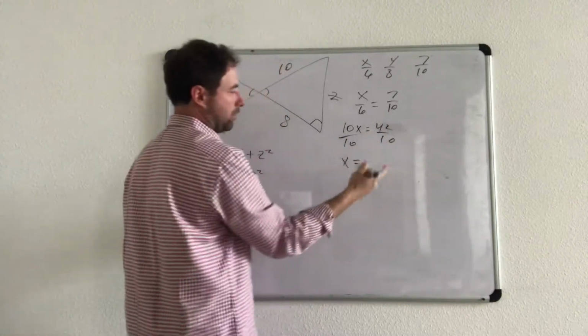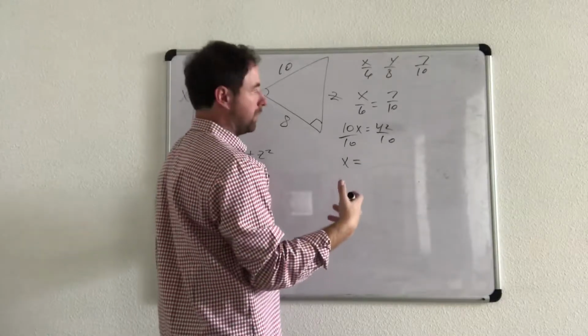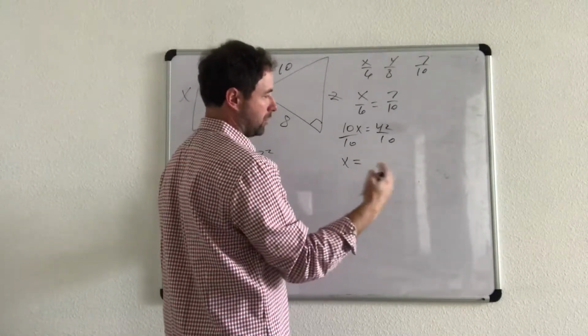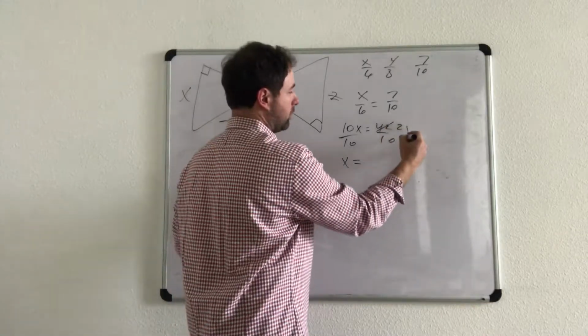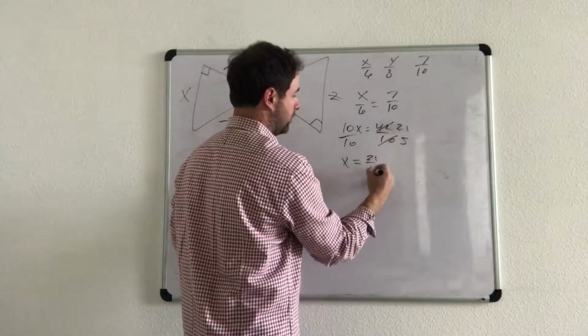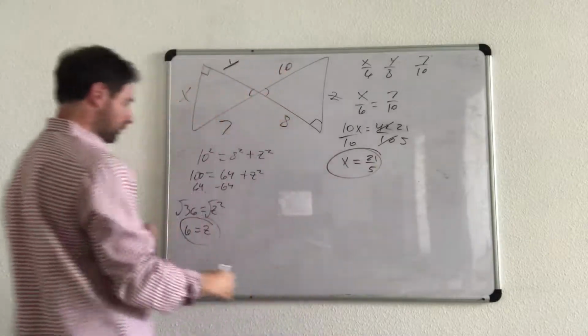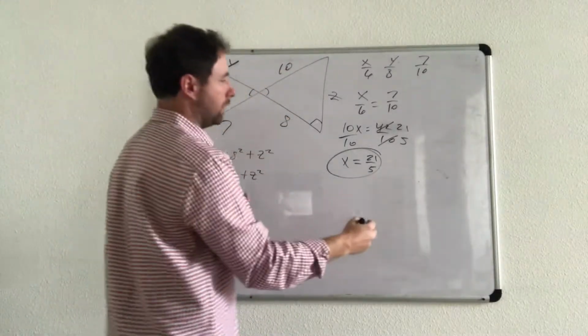X equals... I know you can put 4.2 as a decimal, but it's better to leave these as fractions because these are ratios or proportions. So if you just reduce, we get 21 over 5. So we'll leave it as 21 fifths. So we've got z and we've got x. Let's go ahead and get y.